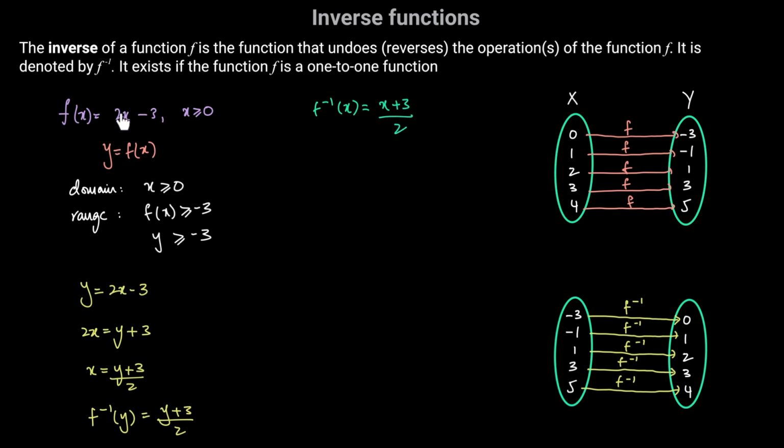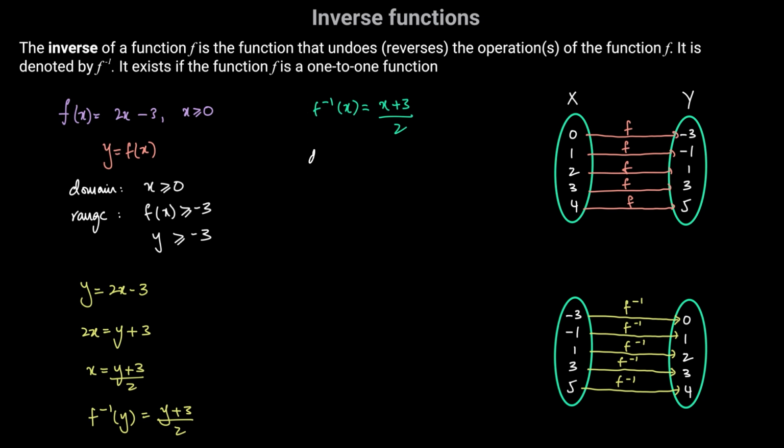So here we multiply by 2 and then subtract 3. And for the inverse function, we add 3 and then we divide by 2. So what we're doing is we're reversing the operations of the function f step by step. And that reversal of those operations gives us the function f inverse of x.